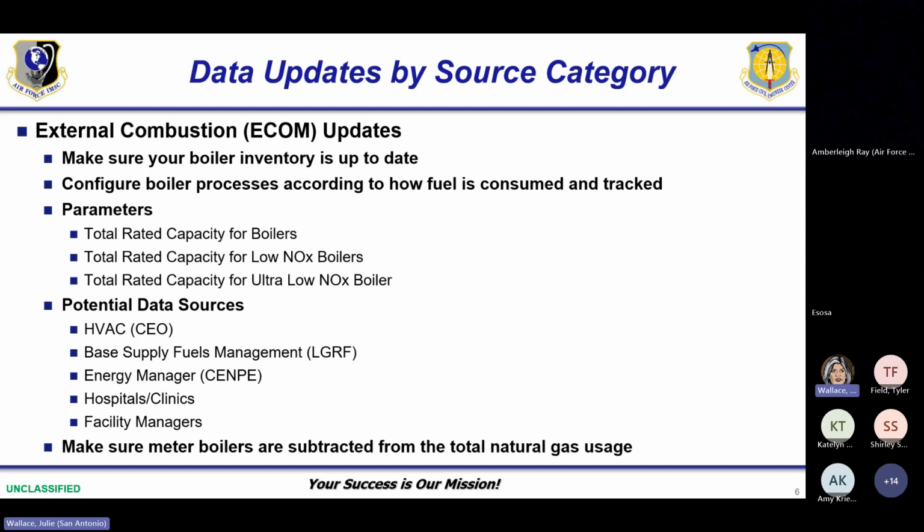Now, if you do have metered boilers, but you only have one natural gas number coming in at the fence line, so let's say that you just have one meter at the base, and then you've got a separate meter on two boilers at building one, what you need to do is get the total natural gas usage that comes into the base, and then subtract out what building one used. Otherwise, you're going to be double counting the usage for those particular boilers, okay? So when you're doing your base-wide number, you want to subtract out all your metered boiler gas use. Okay, that's another common mistake that we see.